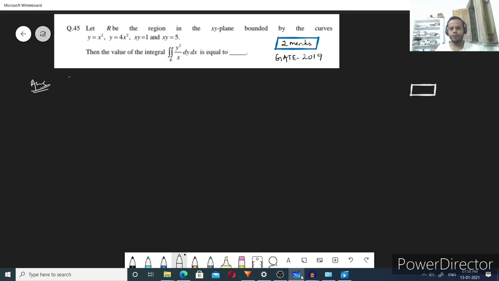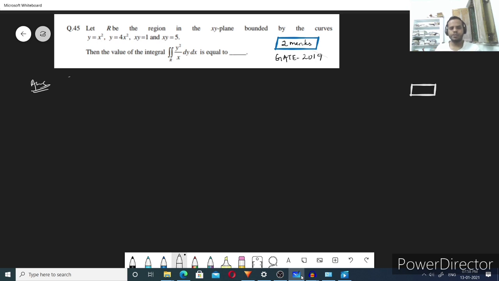In this video, I am going to solve a question from calculus. I picked this question from GATE 2019. It carries 2 marks. Let R be the region in the xy plane bounded by the curves y equals x square, y equals 4x square, xy equals 1 and xy equals 5. The first two are parabolas. Then the value of the integral of y square by x dy dx is how much?